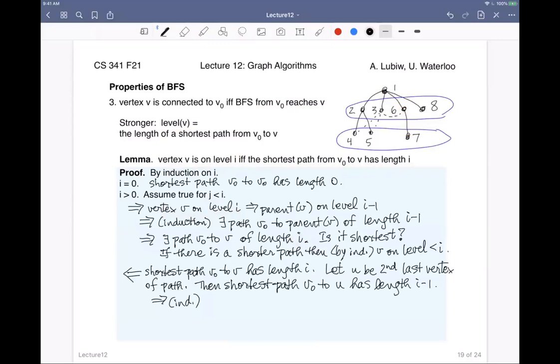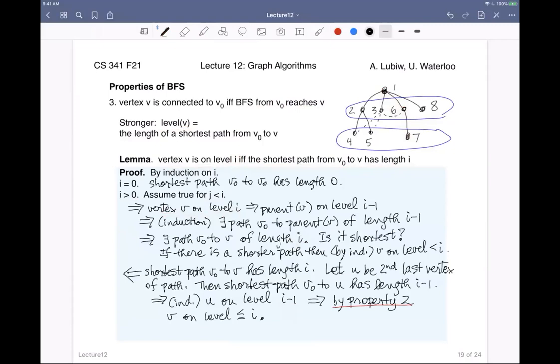let me see. U is on level I minus 1. And this will imply by our property 2 here. So this is important. This is where we're using property 2, which says that if I have a vertex U on a certain level, and there's an edge from U to V, then vertex V has to be on level I minus 1 or I. The levels differ by at most 1. So V is on a level less than or equal to I.